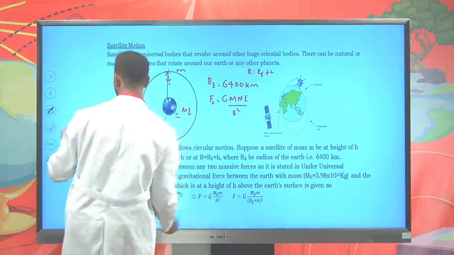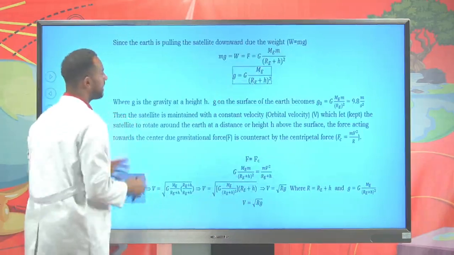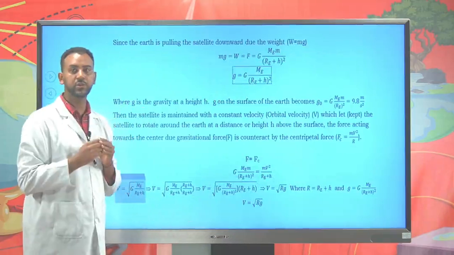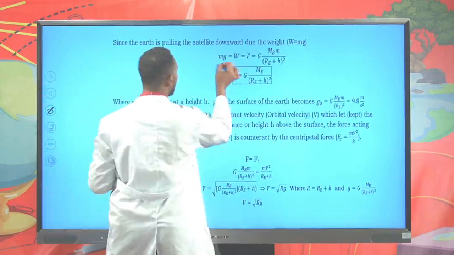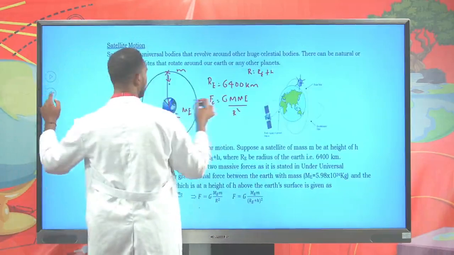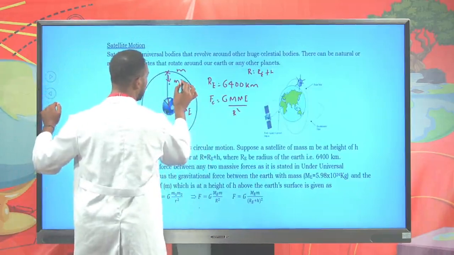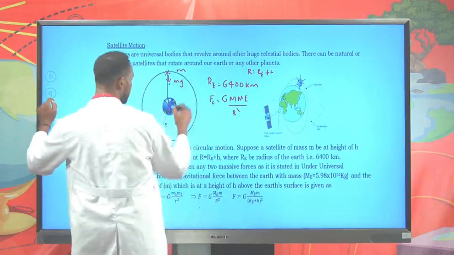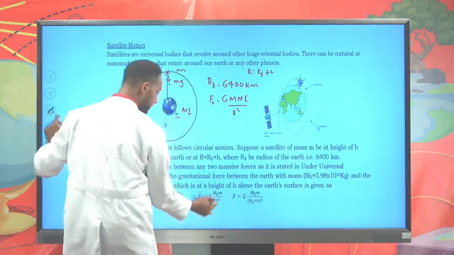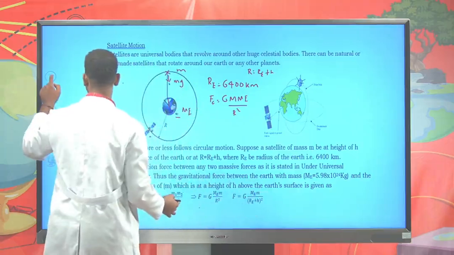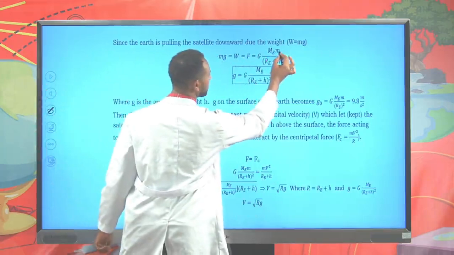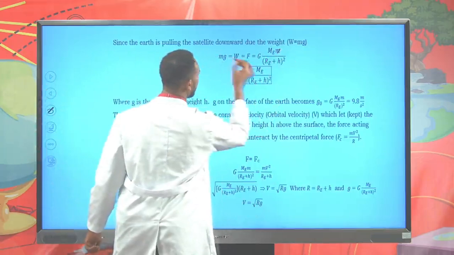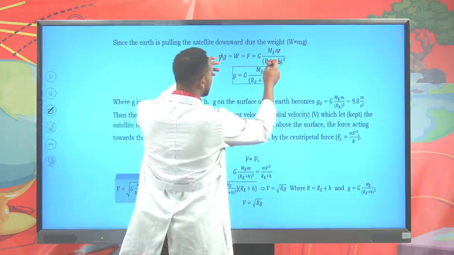Then let's try to determine the gravity at a given elevation. It's possible to find gravity at a given elevation h. The downward force on the satellite is due to mass times gravity, mg, and the interaction between these two bodies is due to the gravitational force. So we can equate these two equations: mg equals G times the mass of the Earth times the mass of the satellite. So we can cancel out the mass of the satellite.